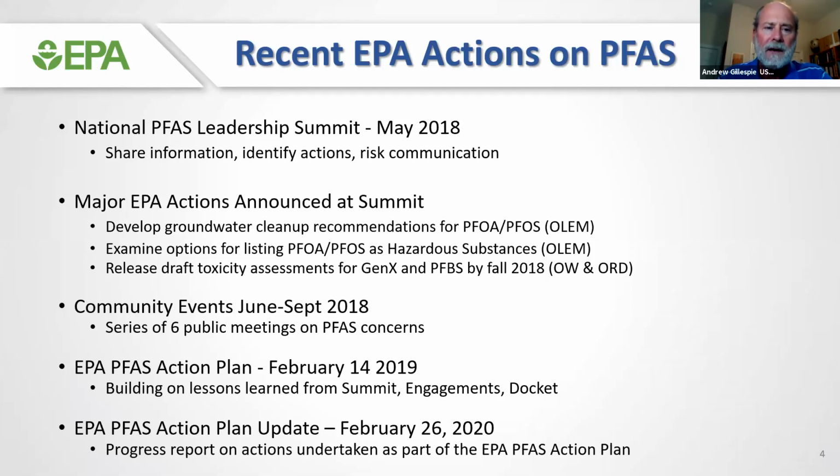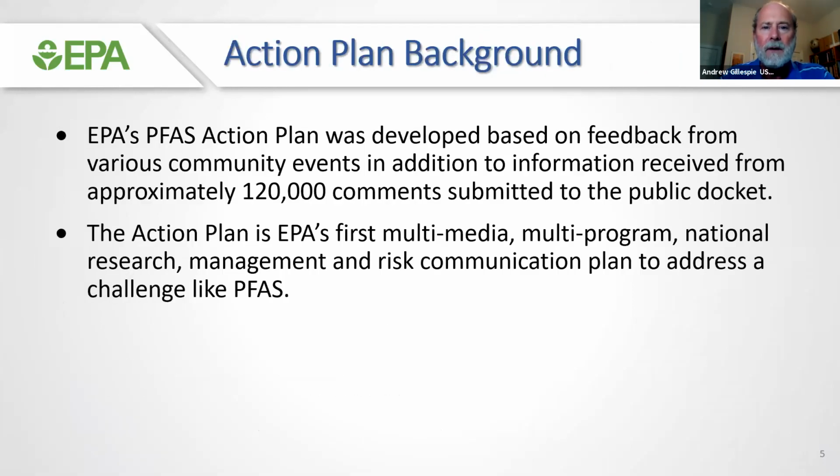After the summit, EPA held a series of community listening events from June to September of 2018, a series of 6 public meetings to hear about the public concern about PFAS. And that was followed by a public comment period, and all of that information fed into the development of an EPA PFAS action plan, which was released in February of 2019. If you're interested, you can go to the EPA PFAS website and download the plan. There's been an update in February of this year on progress made since the initial plan was put out. But the action plan was developed on a lot of this feedback, 120,000 different comments submitted to the public docket. I was part of the team that helped write that plan. I led the writing for the research section.